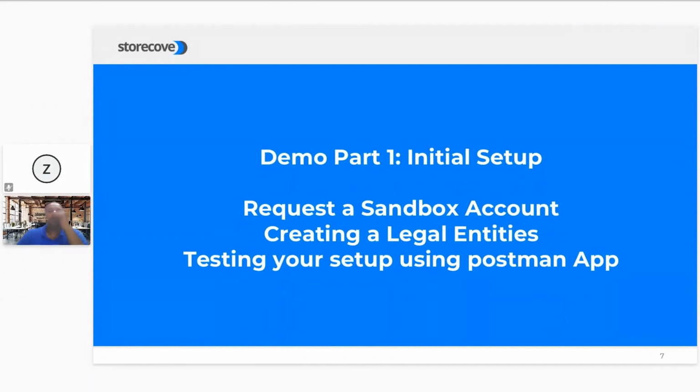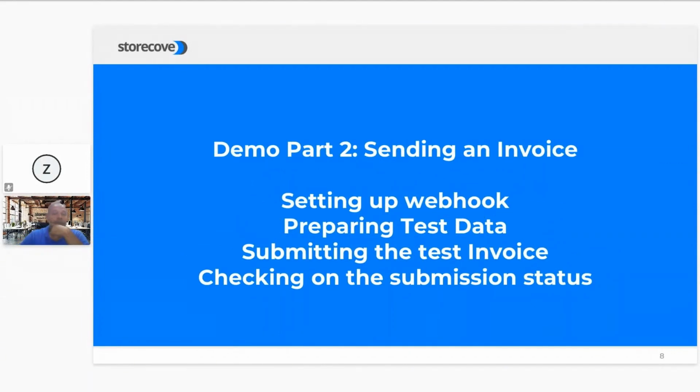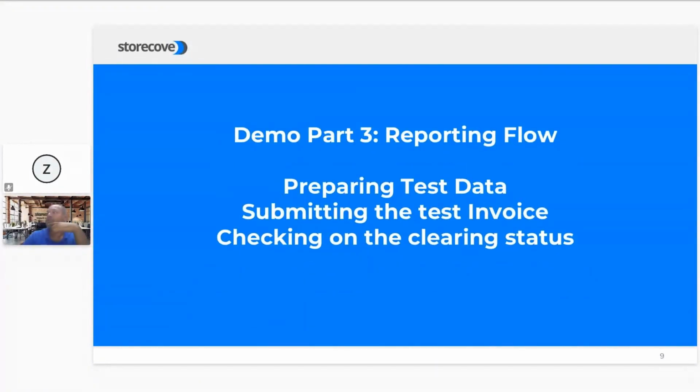Now keep in mind, we just covered demo part 1 and demo part 2, which we just sent an invoice through the Exchange network, in this case, PayPal Malaysia. Now we're going to do demo part 3, which takes you through the LHDN reporting.